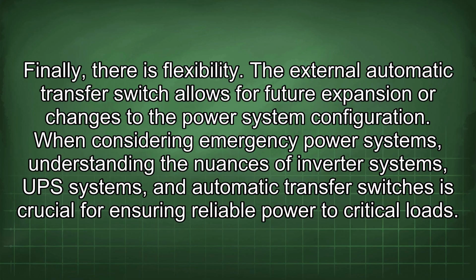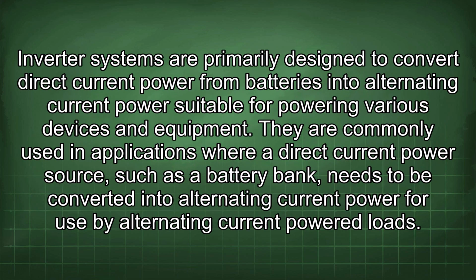When considering emergency power systems, understanding the nuances of inverter systems, UPS systems, and automatic transfer switches is crucial for ensuring reliable power to critical loads. Inverter systems are primarily designed to convert direct current power from batteries into alternating current power suitable for powering various devices and equipment. They are commonly used in applications where a direct current power source, such as a battery bank, needs to be converted into alternating current power for use by alternating current power loads.